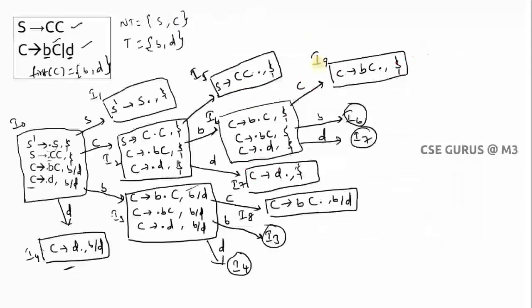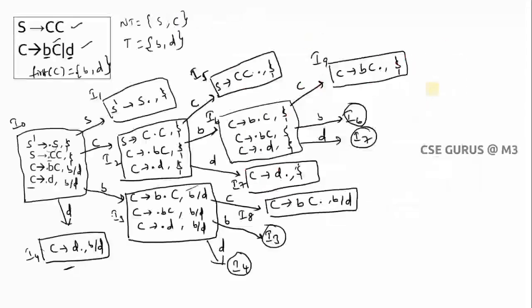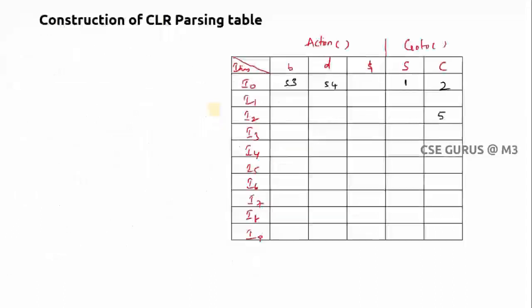Similarly, I0 is over, so if I go with the next one, I1: is there any symbol scanned? No. Now I2: what are the symbols scanned? Here, uppercase C. I2 on C goes to I5. It's a non-terminal, so I write only 5. Next, I2 on B goes to I6. Here it is a terminal, so 6 is written as S6.